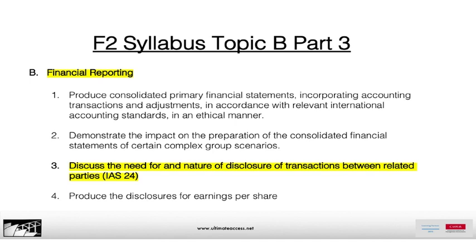Now, Topic B covers financial reporting, and it mainly covers consolidated financial statements as well as related party disclosures. In particular, Section 3 discusses the need for and nature of disclosure of transactions between related parties in accordance with IAS 24.